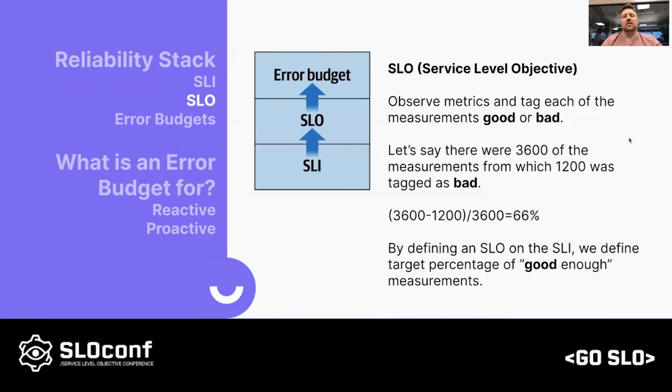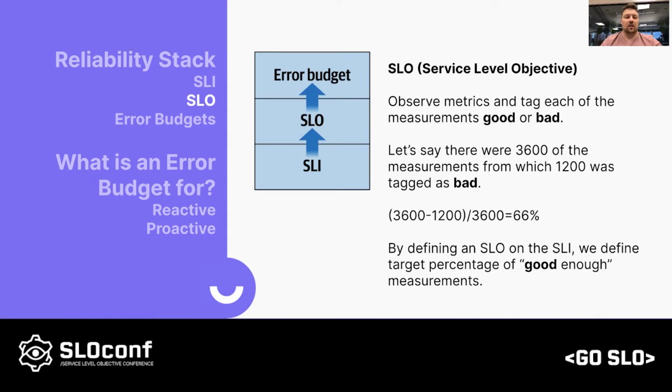Next is service level objective. Having data from the indicator defined in the previous slide, we can now observe it and define a range of values for which we find single measurement satisfactory. We will tag this incoming value good. If a measurement is outside of the range defined, we will tag this incoming value as bad.